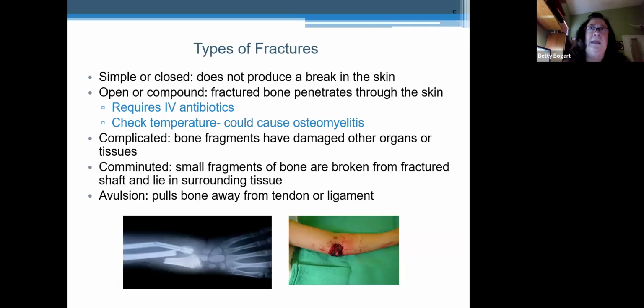There are some where you can be in a car accident and you've had your chest hit and you have rib fractures. Rib bones can go into lungs, causing punctures of the lungs, or could puncture your liver, your spleen, all sorts of things. That's called a complicated fracture. Comminuted is where little pieces are everywhere. And then the avulsion is almost like a sprain, but the tendon and ligament pulls away from the bone. So again, it's a worse sort of sprain, but it's called an avulsion. It is a fracture.